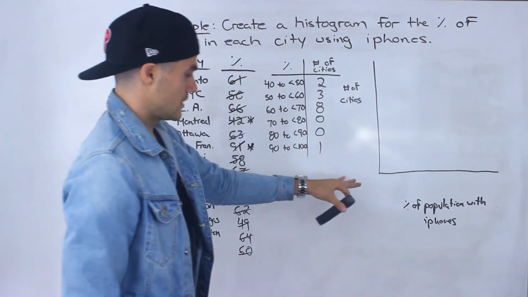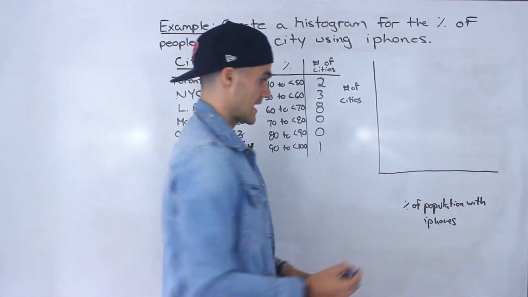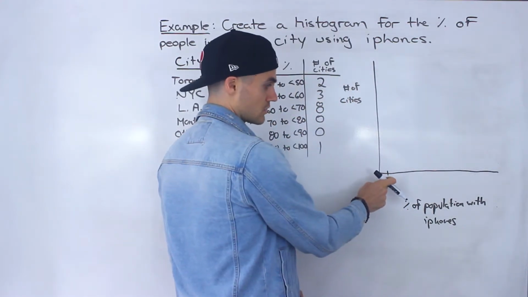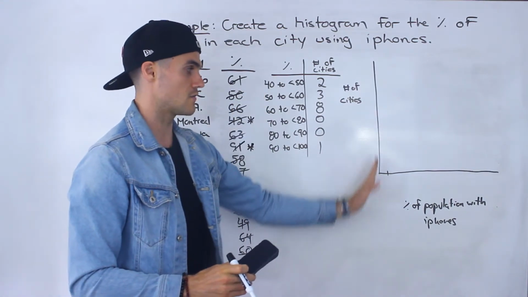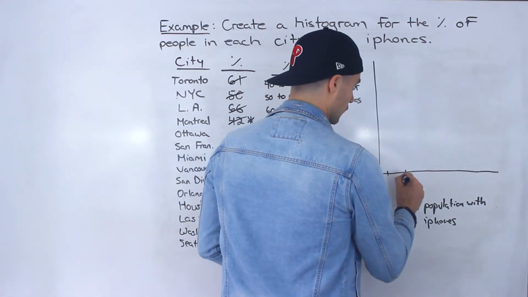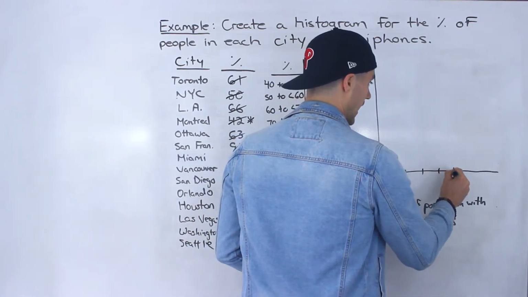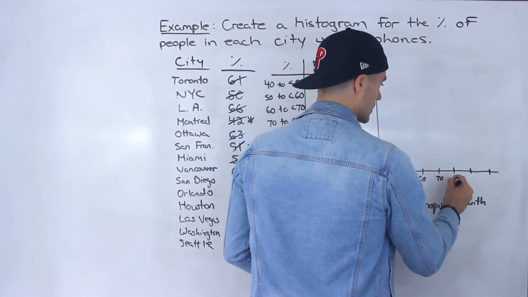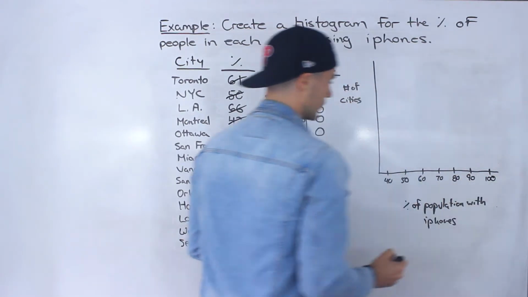So what we got to do is we got to plot these intervals on the x-axis. So let's start with 40 over here. You don't have to start at 0. You could just start the lowest amount of the first interval somewhere to the right of that y-axis. It doesn't have to be right on that y-axis. So we'll start with 40 there, then we'll go 50. So we'll have 40, 50, 60, 70, 80, 90, and then 100.